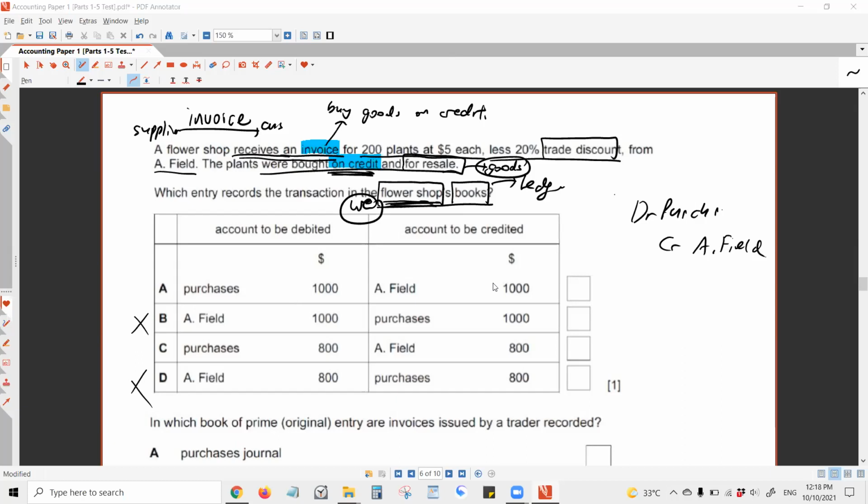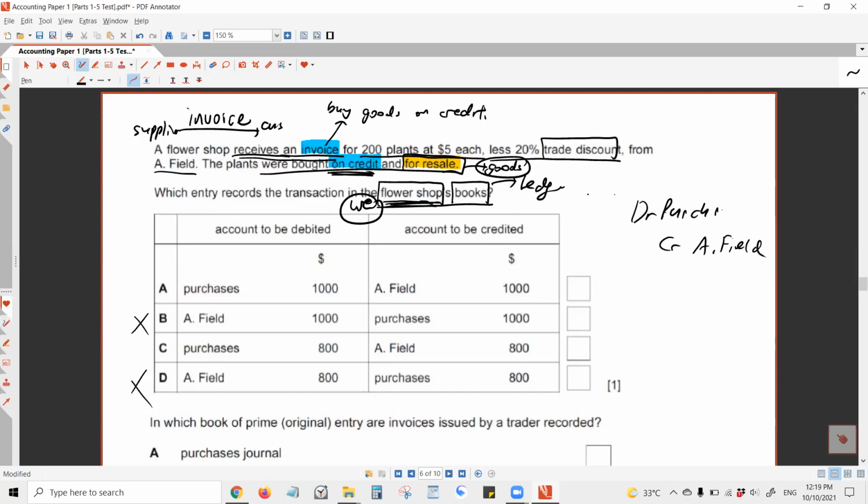Okay, let me copy and paste this question, then I answer you, so that the rest know what I'm answering. One of you is asking me, the resale here is meant us selling again the plants, or A Field selling the plants again? No, we are a flower shop. What does a flower shop do? Flower shop, of course, sells flowers. So now we are buying from A Field, then we will sell to the customers later on. Yeah, that's the meaning. A Field is the planter. A Field plants all the flowers. We are a flower shop, we buy from A Field, then we will sell to customers later on. Resale here means we sell to customers.